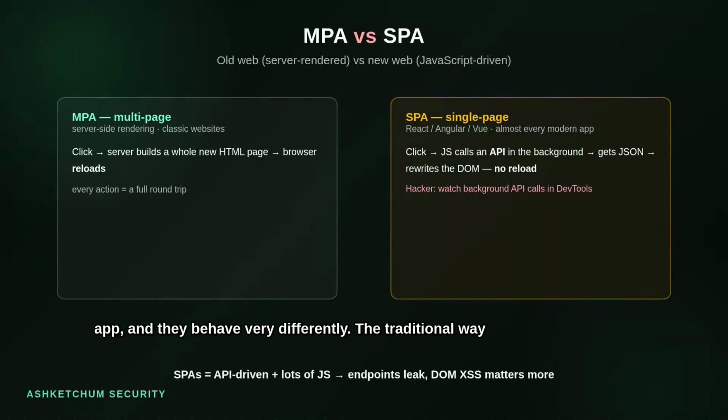The traditional way is server-side rendering, often called a multi-page application. Every time you click a link, the server builds a whole new HTML page and sends it back, and the browser reloads. Think classic websites, each action is a full round trip.